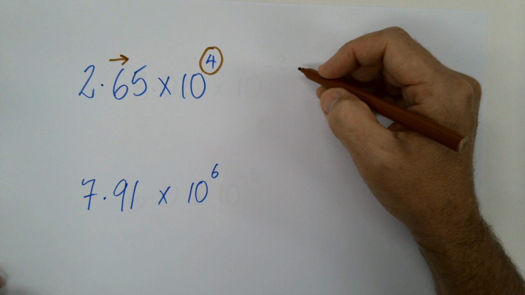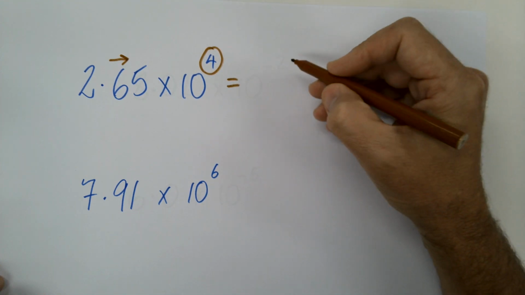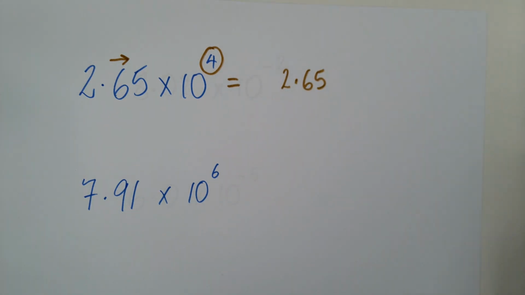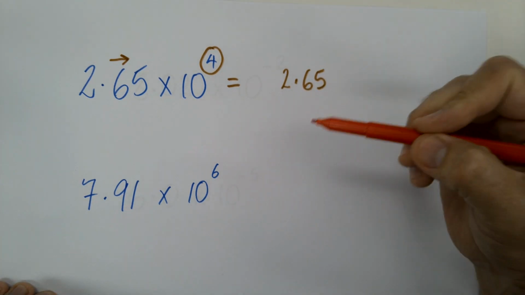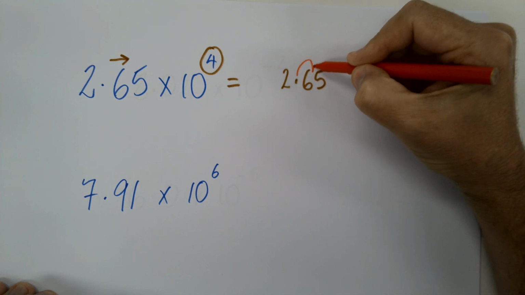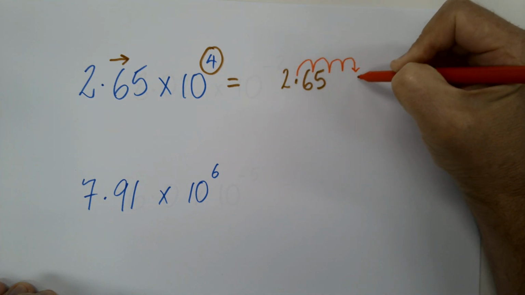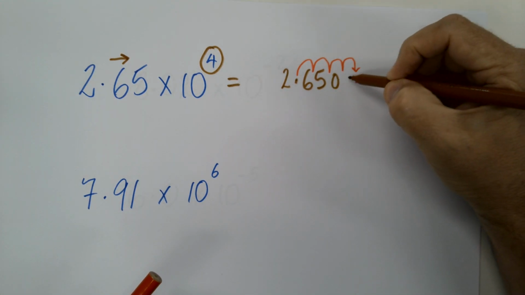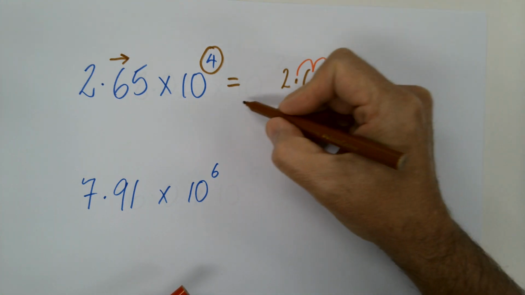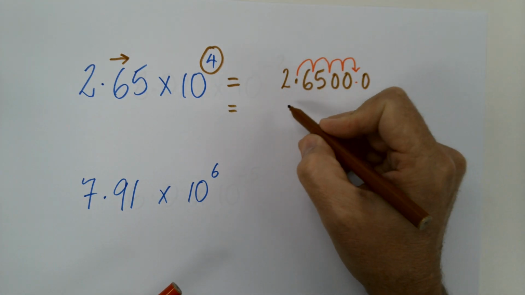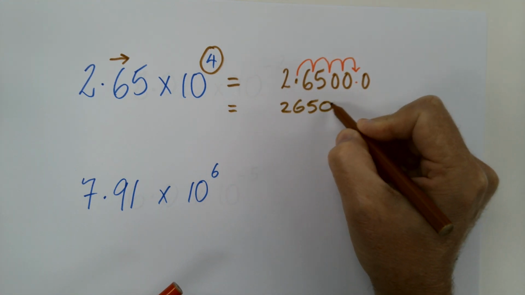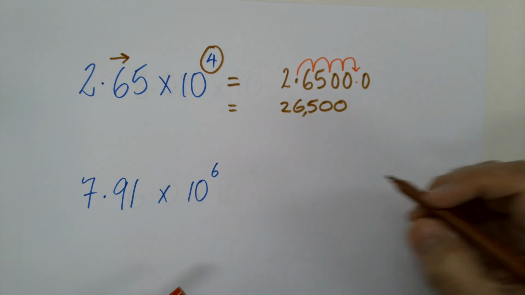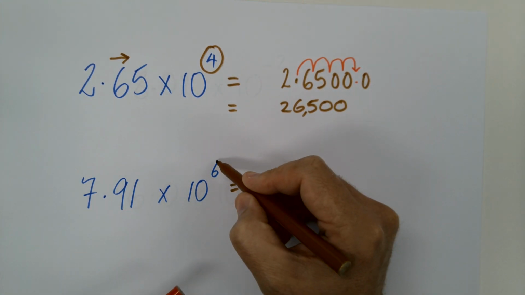So here's how we can do this. If we go 2.65, we want to jump 4 decimal places. So 1, 2, 3, 4. That's where the decimal place ends up, and we just fill in the gaps. So really, just get rid of all the other stuff. It's 26,500.